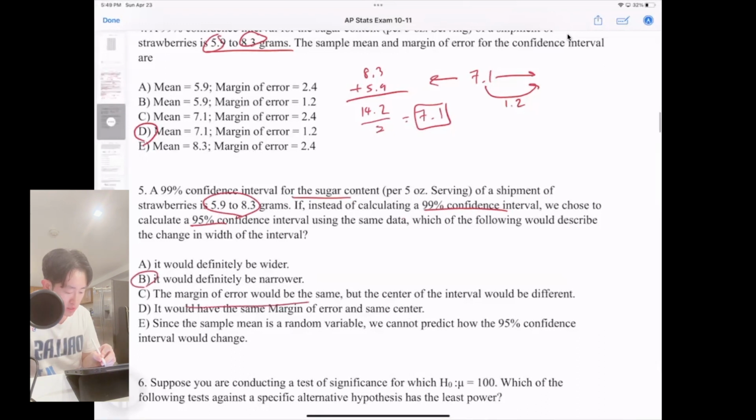The margin of error will be the same? It cannot be the same because it just shrunk. It will have the same margin of error? Nope. Since the sample mean is a random sample, we cannot predict how the... Okay, we can, because it's just going to get narrower. So 5 is a no-brainer. It's B.